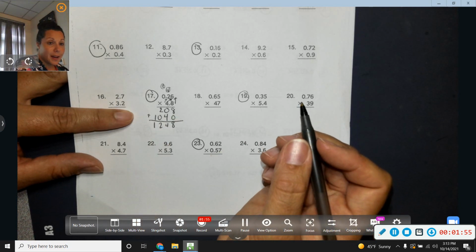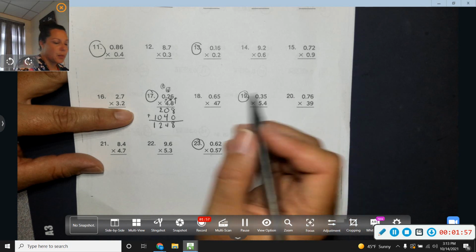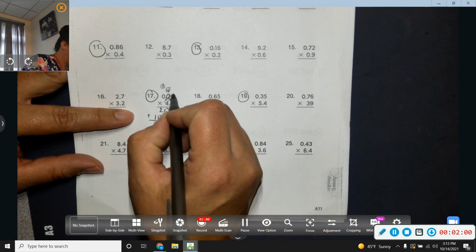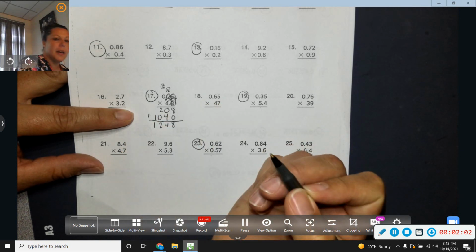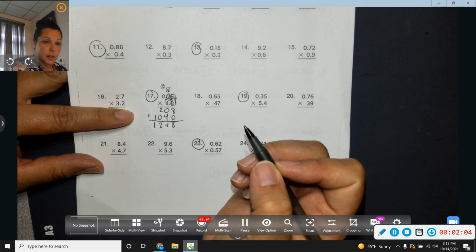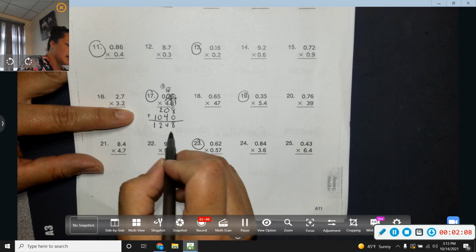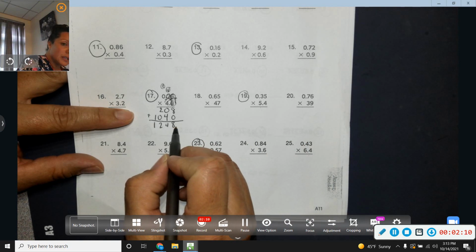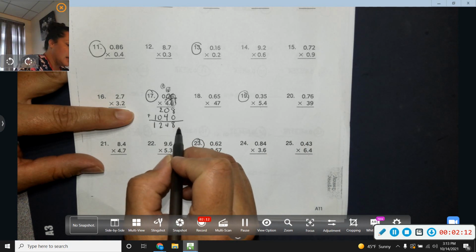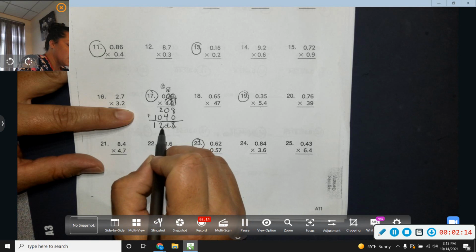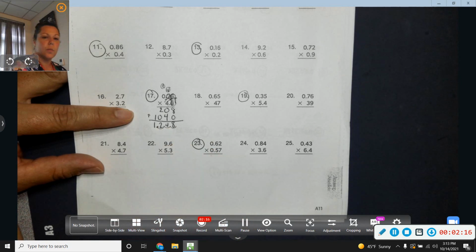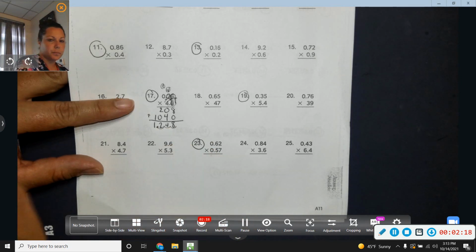I'm not done yet. I need to place my decimal. So I go back and I look how many digits were behind the decimals in the problem. So there's 1, 2, 3 digits behind the decimals. So I need 3 digits behind the decimals in the answer. So I shift 1, 2, 3. Okay, 1 decimal, 2, 4, 8.